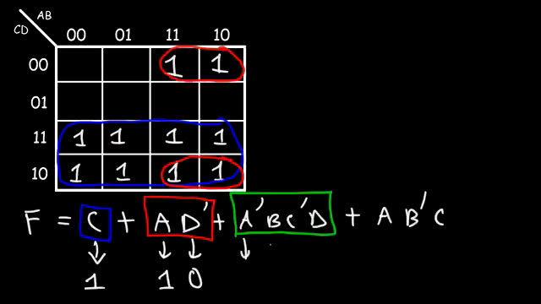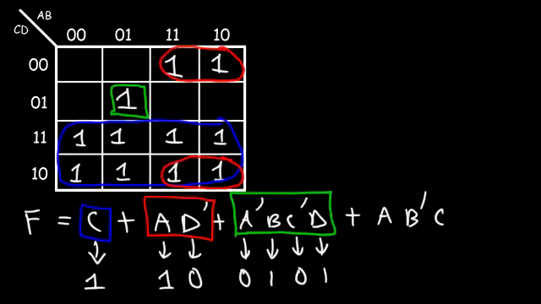Now let's move on to the next term, which has 4 variables. So we should only get 1 one in the K-map. For A prime, we're going to write 0. For B, 1. C prime, 0. D, 1. So when A is 0 and B is 1 here, and C is 0 and D is 1 here, we're just going to put a 1 in this region. And I'm going to highlight it in green.